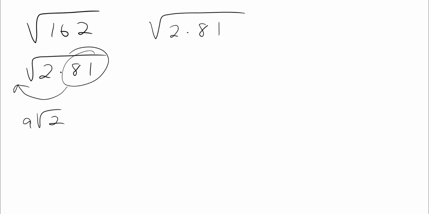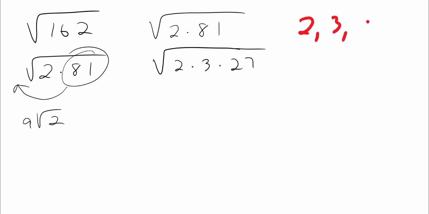2 times 81. You'd go, oh, 81. Okay, well, I know 2 can't go into it anymore because it's not an even number. So 81 divided by 3. Let's try it out. 81 divided by 3. Oh, it's 27. Okay, so 2 times 3 times 27. Okay, so let's keep dividing it. Again, let me write these numbers out here. 2, 3, 5, and 7.